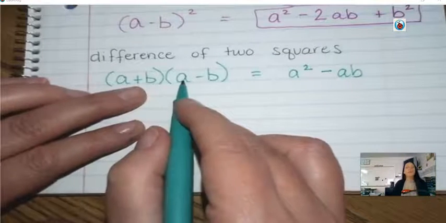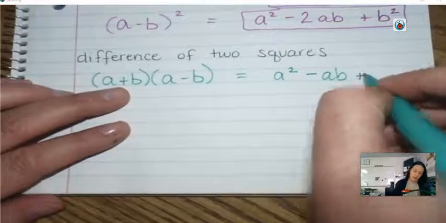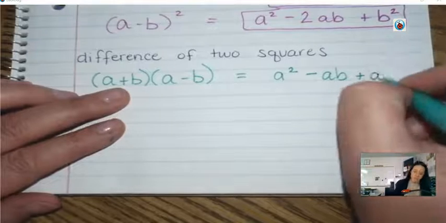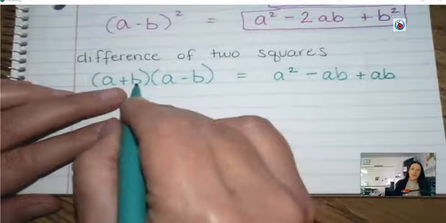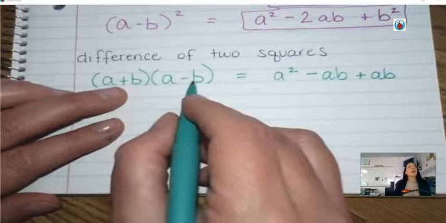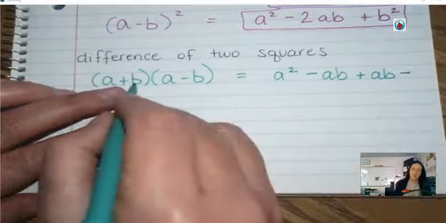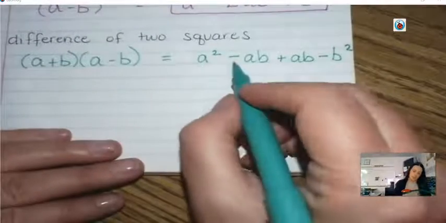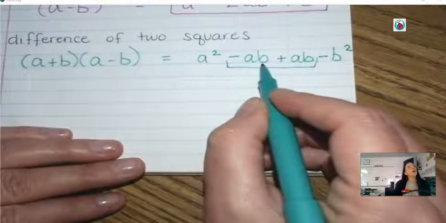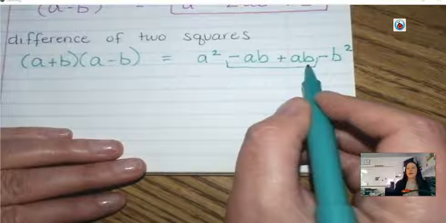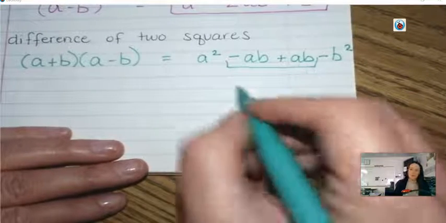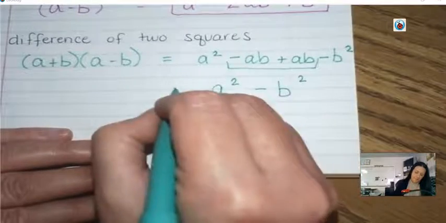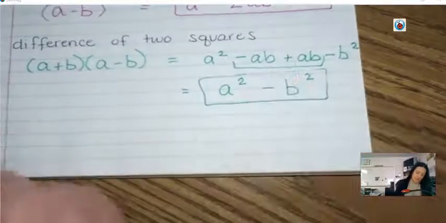Then we have a positive b times a positive a. So put a plus sign. B times a, we always put it in alphabetical order. B times a is really just a times b. And then positive b times negative b. A positive times a negative is negative. B times b is b squared. And then we're going to combine. If I have a negative 1ab and I have a positive 1ab, I now have no more ab's. I have 0 ab's, so I don't need to put that down. I just have a squared, and then I have that minus b squared. And that's what it ends up being.